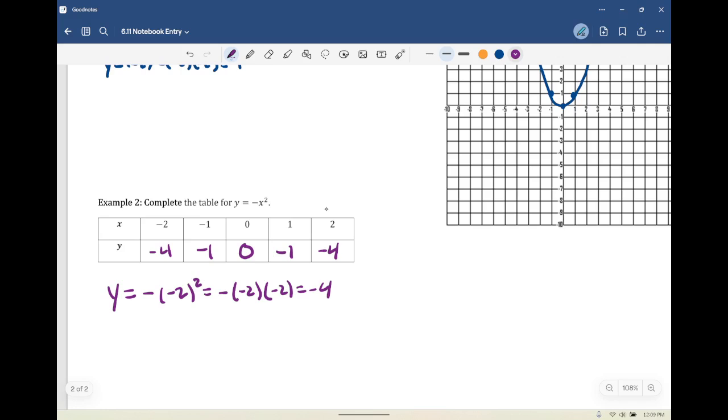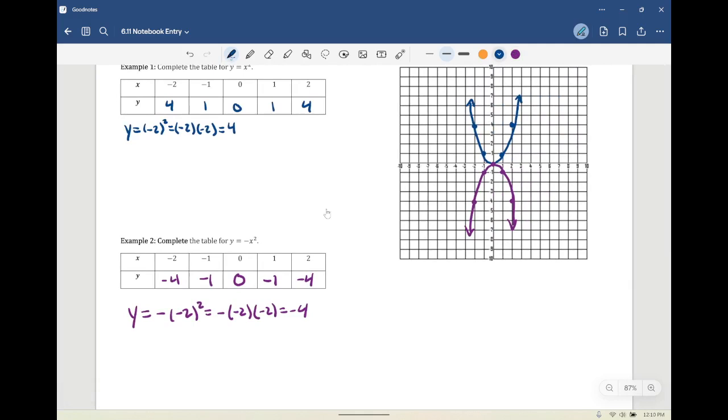Going to do the same thing. Going to plot each of these. Negative 2, negative 4 goes there. Negative 1, 0, 0. 1, negative 1, and 2, negative 4. And so now when we draw this, instead of our arrows going up, they're going in what direction? Down. This is really important to be able to identify. This actually tells us quite a bit about the parabola if we can identify if it is what we call open up or open down.